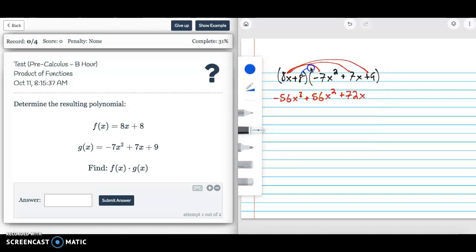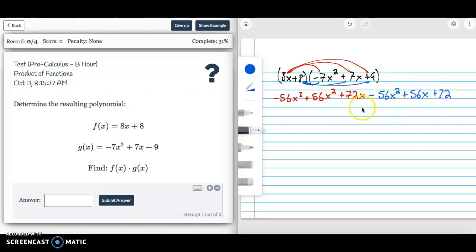Okay, then I'm going to do the same thing, but I'm going to do it with the second term. So I'm going to do 8 times all these pieces now. Oh, here, I'll do it on the bottom. Okay, 8 times -7x squared would give me -56x squared. 8 times 7x would give me 56x, and then 8 times 9 would give me 72.